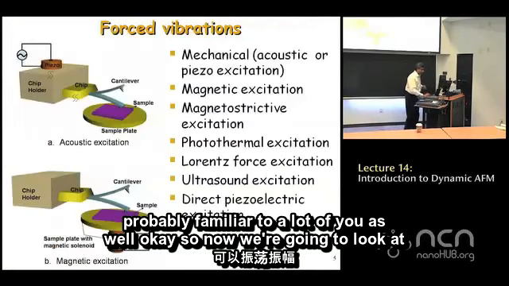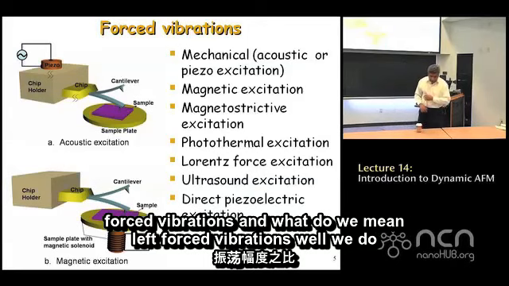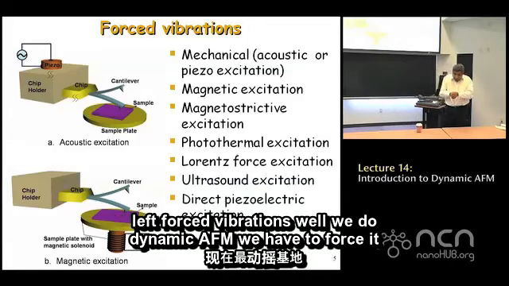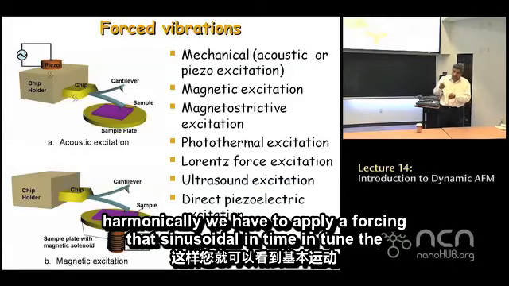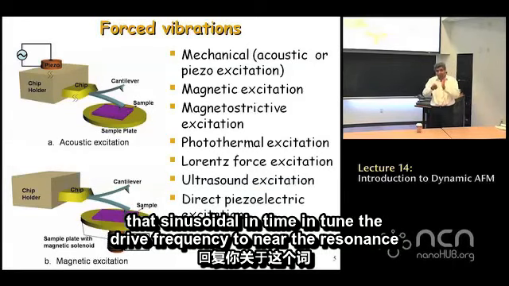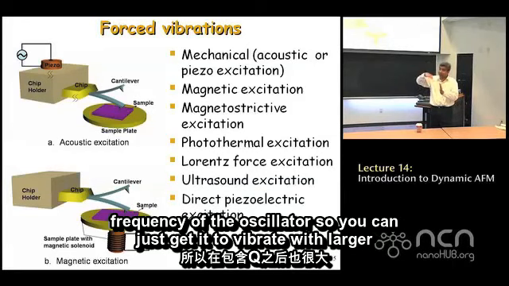So now we're going to look at forced vibrations. And what do we mean by forced vibrations? Well, when we do dynamic AFM, we have to force it harmonically. We have to apply a forcing that's sinusoidal in time and tune the drive frequency to near the resonance frequency of the oscillator, so you can just get it to vibrate with larger amplitude.